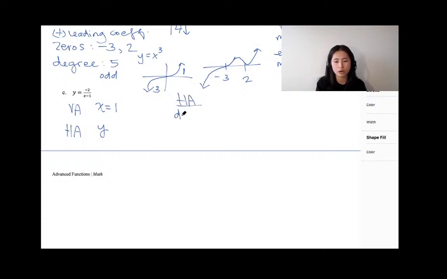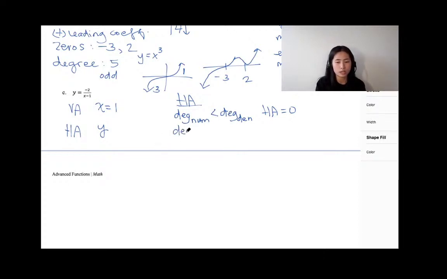If the degree of your numerator (DEG means degree) is less than the degree of your denominator (DEN is denominator), that means your horizontal asymptote is 0. Does that make sense? So in this case, your horizontal asymptote would be 0. But there's a difference between 0 versus none, by the way. If you say horizontal asymptote is none, that's completely wrong. So you need to make sure if the degree of your numerator is less than the degree of your denominator, it's 0 and not none.